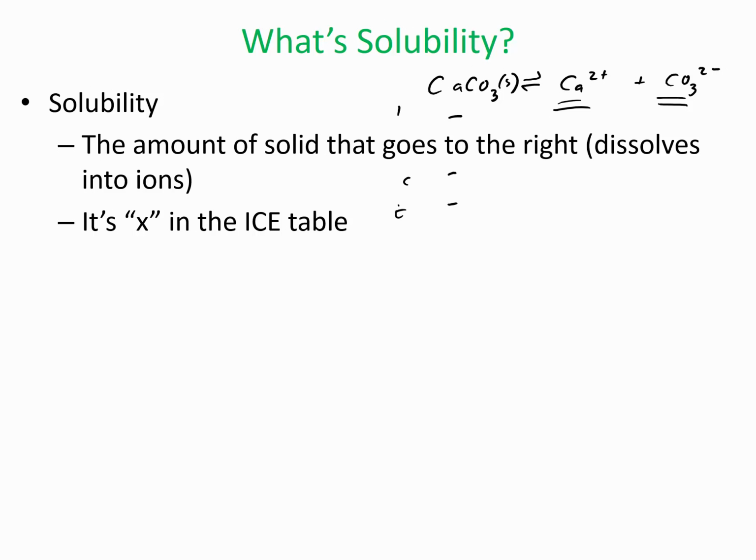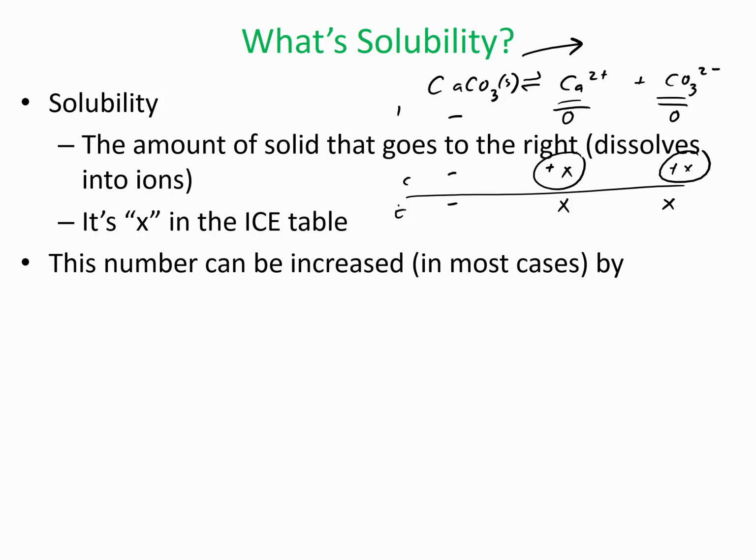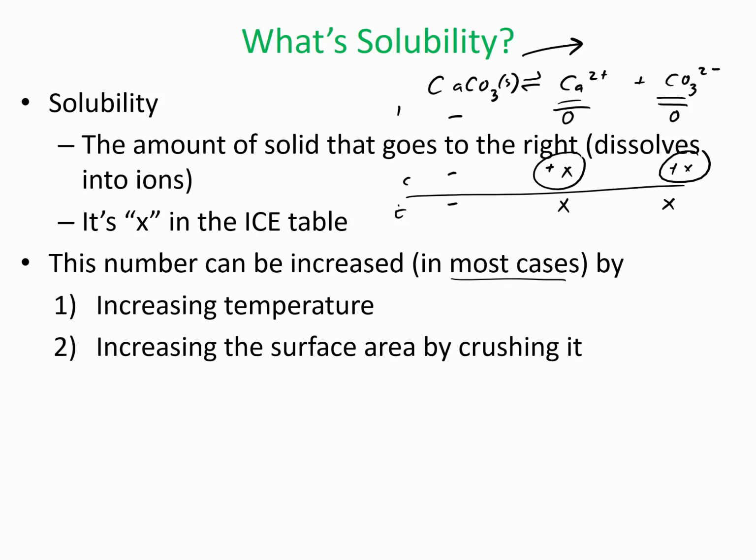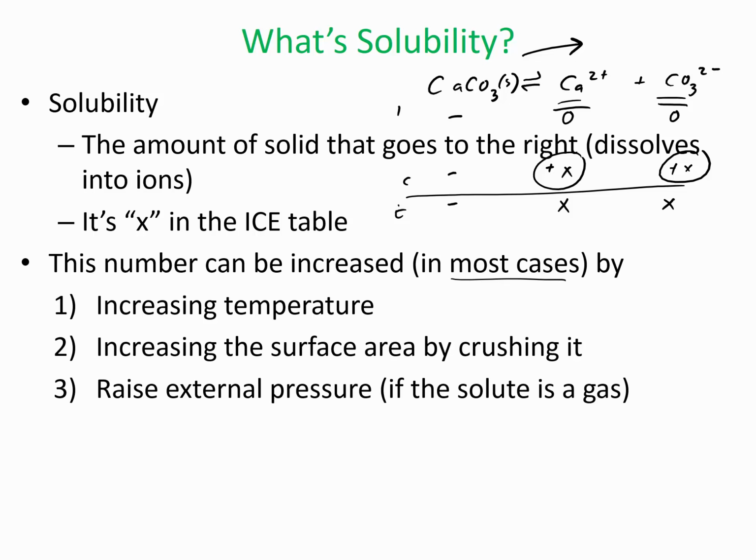Okay, and this would be initially 0, and this would be 0. This would be plus x, and this would be plus x. Okay, so the solubility is x. It's the amount that went over there to the right, the amount of ions. Okay, so this number can be increased in most cases, not in all cases, but in most cases by increasing the temperature, increasing the surface area, raising the external pressure.